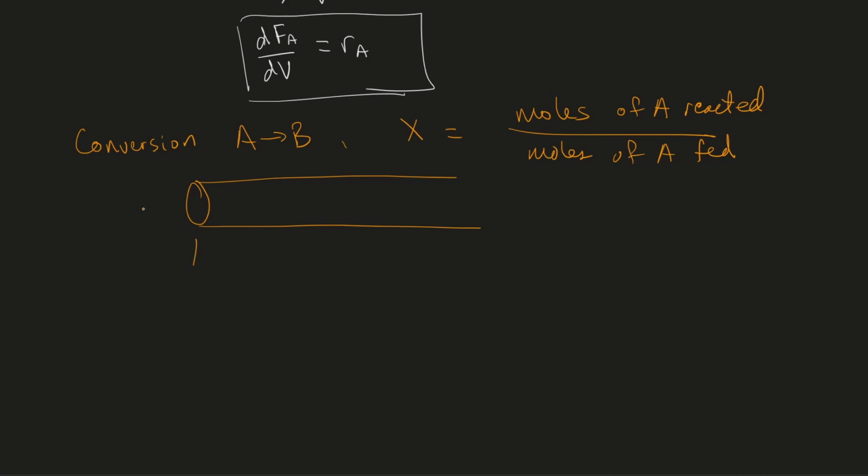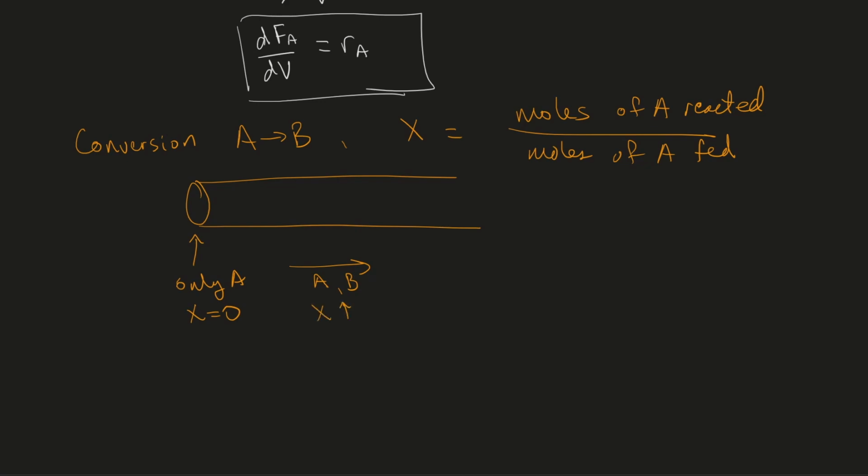At that starting point, when we just enter the pipe, we have pure A. And so our conversion X is going to be equal to 0. No moles of A have reacted in this fraction here. Whereas as we progress down the reactor, more of A has been converted to B. So now we have A and B. And so our X is going to be increasing as we go down the length of this reactor.